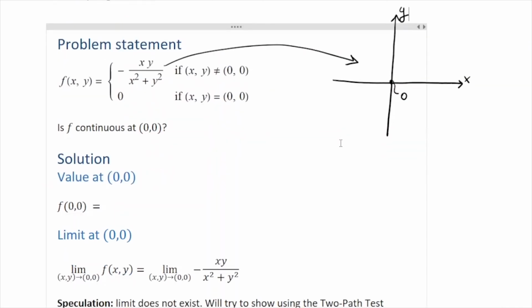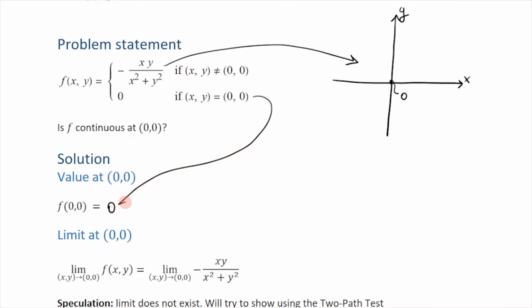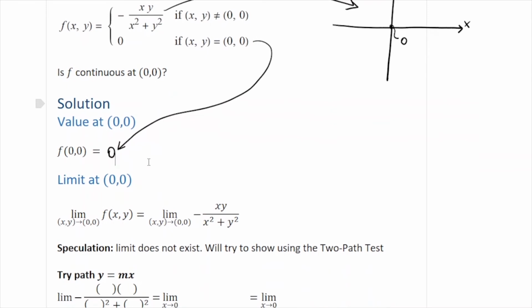First, let's get the value of the function at 0, 0. This we're given is equal to 0. I'm using this version, this part. Next, let's find the limit at 0, 0. The limit is equal to, let's see, again, which version should we use? Should we use this one or should we use this one?